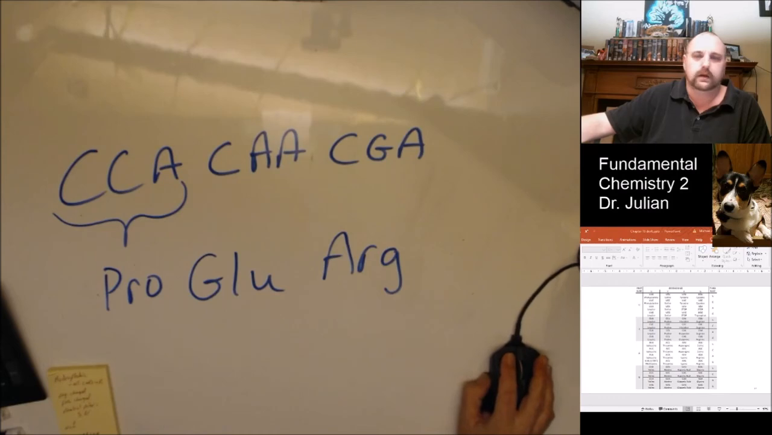So the first one is proline, and then I can find CAA. We'll find the C, I'll come over to the A's. CAA is glutamine. And then CGA. So we find the C, come over to the G, GA, and arginine.